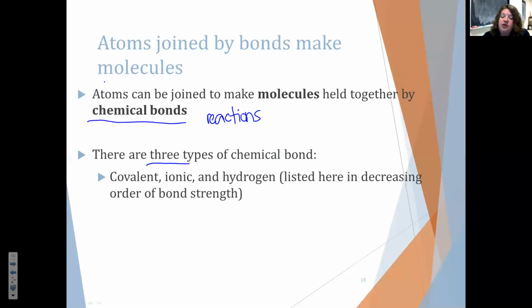The first one that we're going to talk about is the ionic bond, and then we'll talk about covalent bond and hydrogen bond. But I've listed them here in a particular order, in the order of decreasing bond strength. So the covalent bond is the strongest of the three. The hydrogen bond is going to be the weakest of the three.